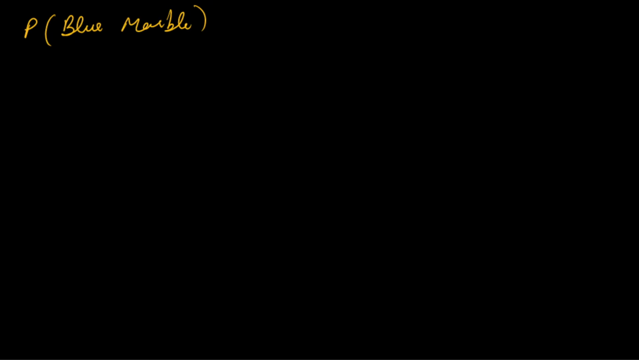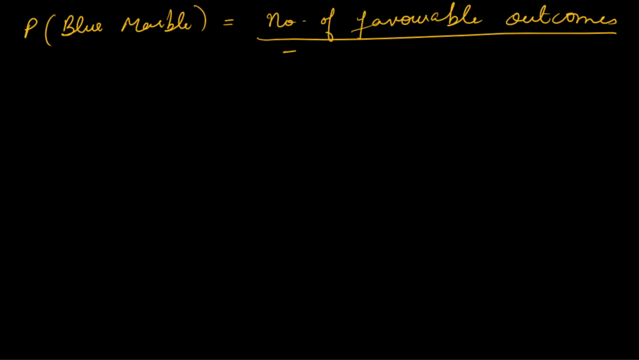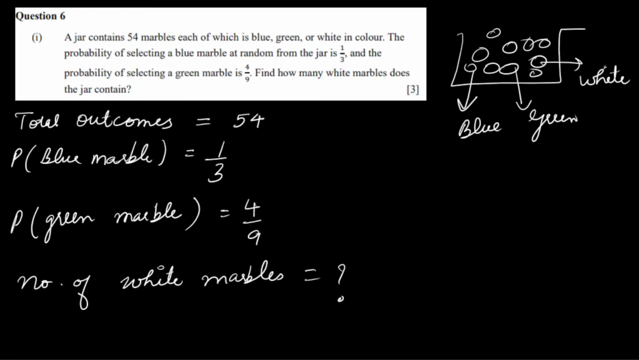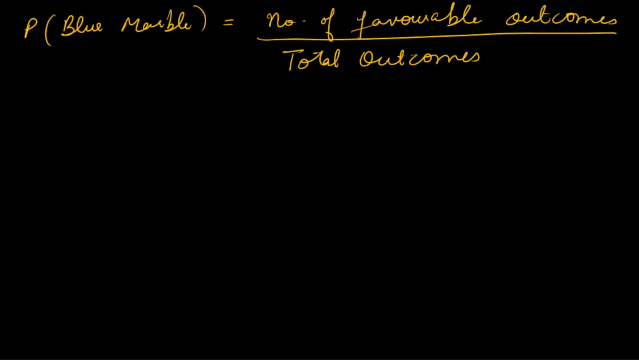Number of favorable outcomes by total number of outcomes. So the formula we all know: probability is the number of favorable outcomes by total outcomes. Now we have to make use of the given things. Its probability is given to us, probability is 1 by 3. So I'm just substituting 1 by 3 here.